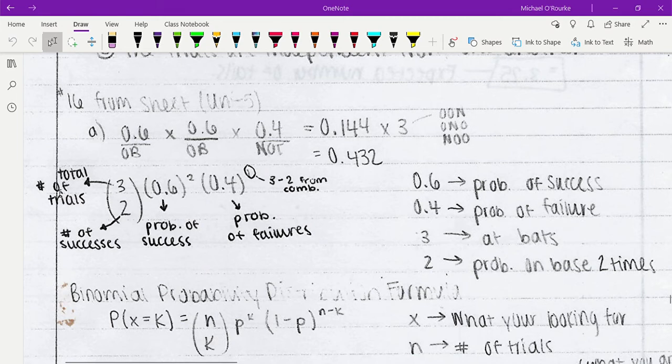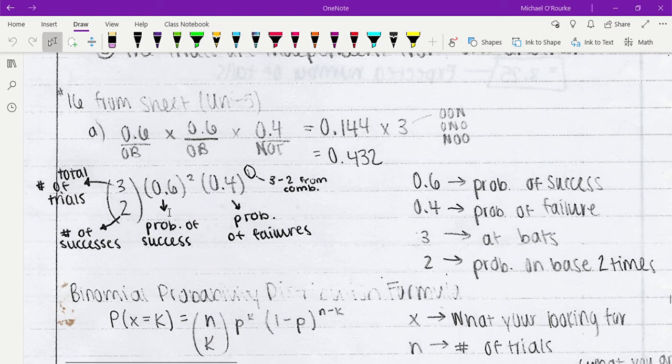So this example here is describing the following. You're playing baseball. You have 3 at-bats. You want to have 2 successful at-bats. What's the probability that when you have 3 at-bats, you have 2 successful at-bats? Your probability of success is 0.6. This was the question that was on our homework. Your probability of failure is 0.4. So what's the probability that you will have 2 successes in 3 at-bats? So it's 0.6 to the power of 2, because that's how many successes you want.